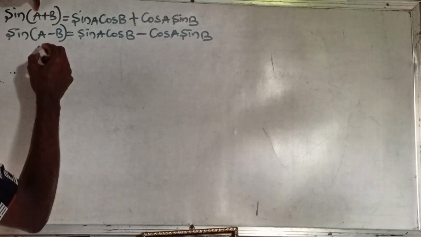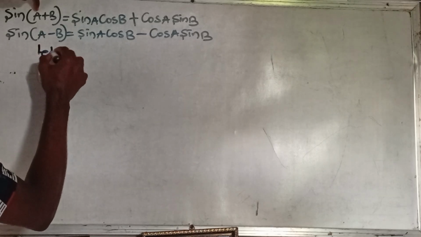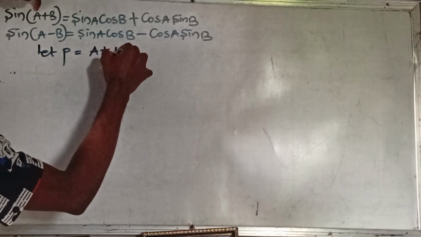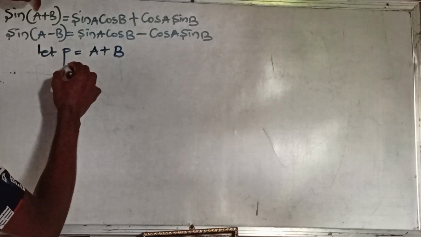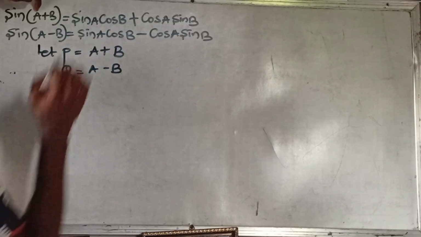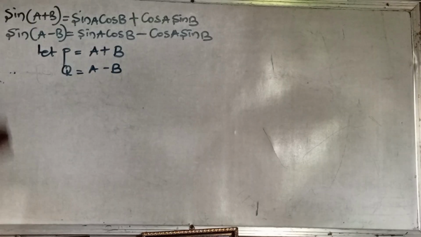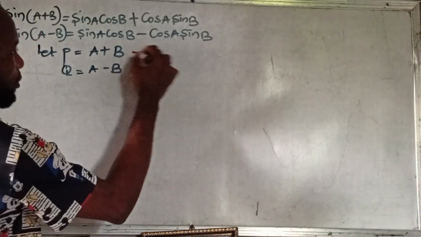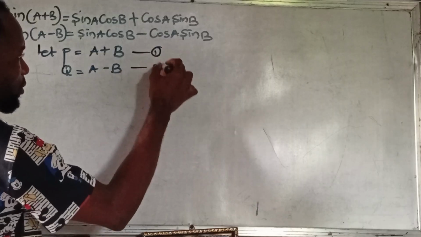I'll take this P. Let P equal A plus B. Then my Q to be equal to A minus B. This is my P and this is my Q. Please observe what I want to do. This is equation 1. This is equation 2.